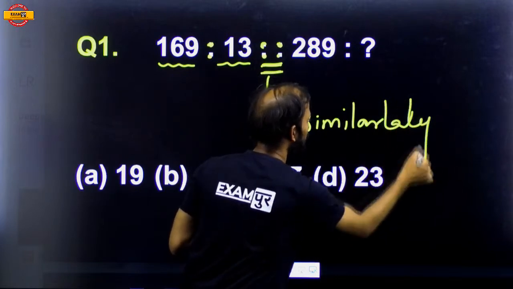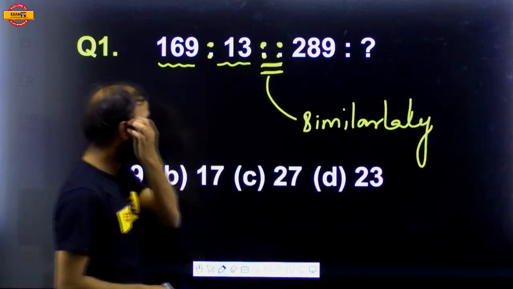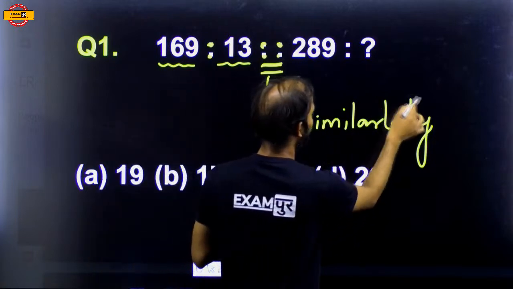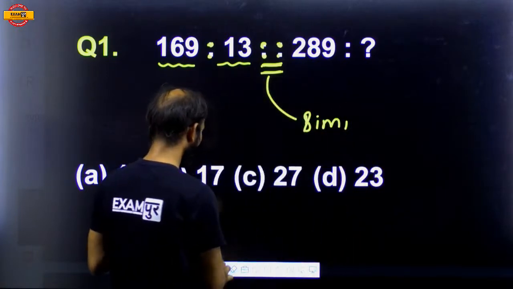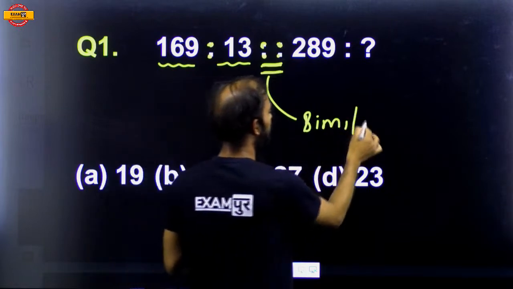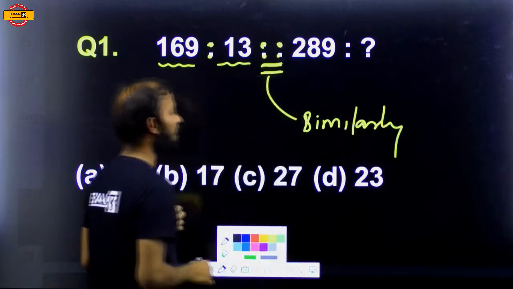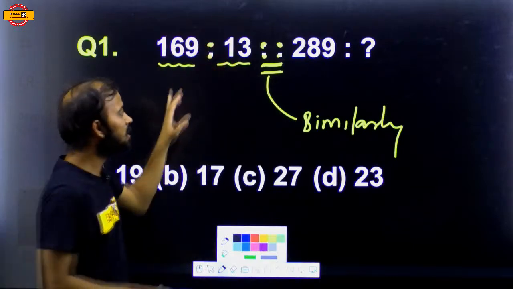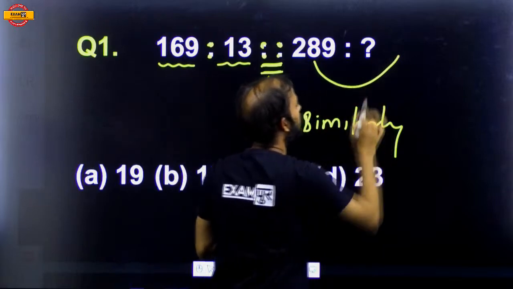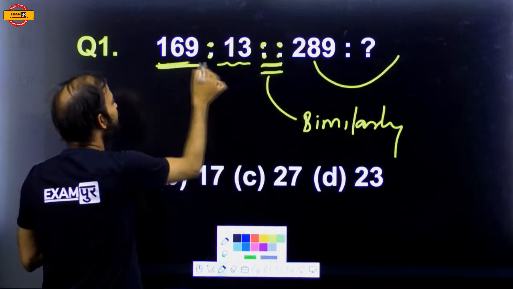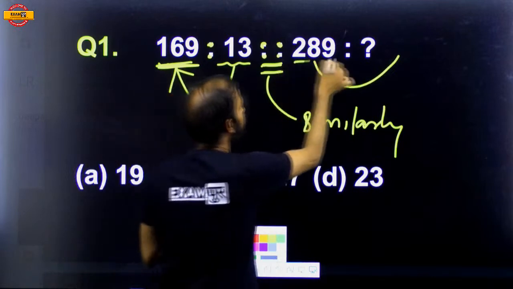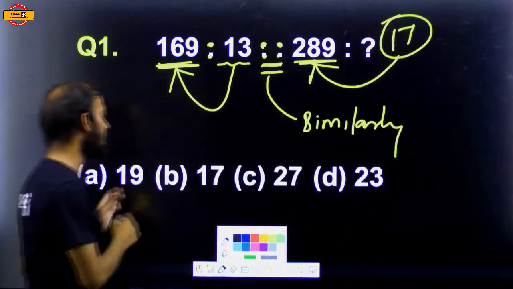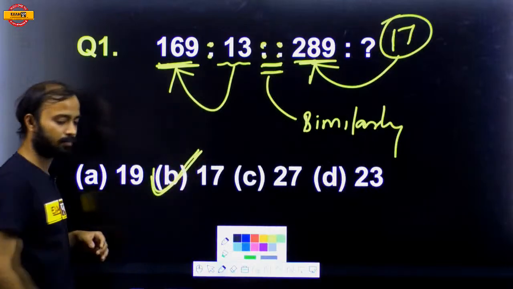Similarly, you can represent, for example, you can find out: 169 is related to 13. Similarly, 289 is related to what? Because 169 is a perfect square of 13. Similarly, 289 is a perfect square of 17. So 17 will be the answer with the help of the options. Option B will be the answer.